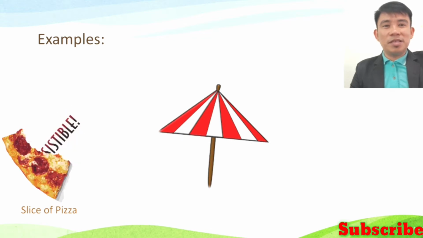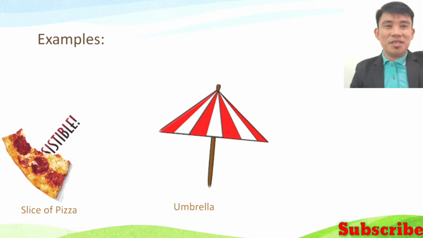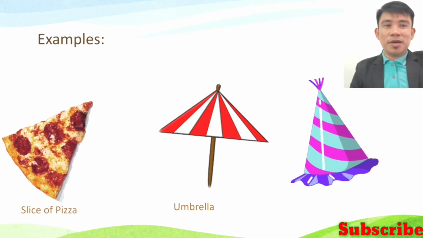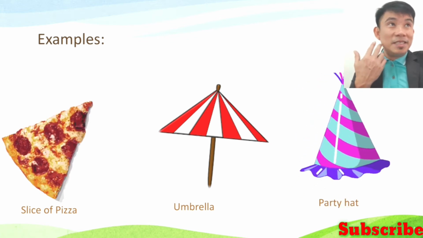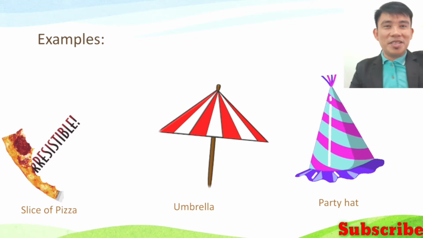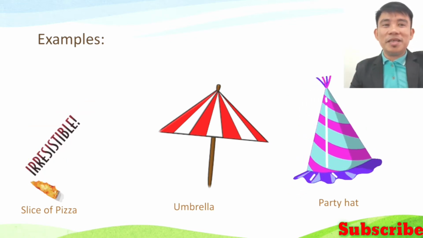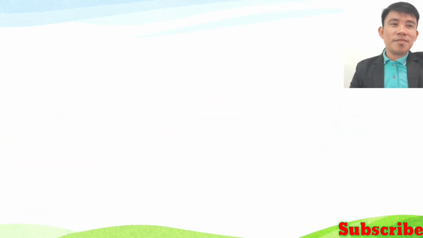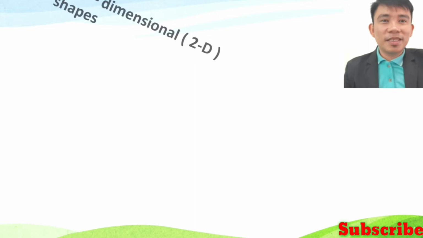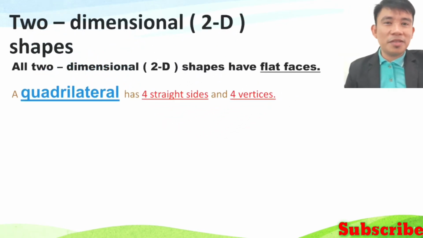How about this? What is this? It's an umbrella, and the umbrella is triangle in shape. And there's another one. What is this? It is called a party hat. So a party hat is triangle in shape. Again, a slice of pizza, an umbrella, and a party hat. Now let's proceed. Don't forget that all two-dimensional shapes have flat faces.